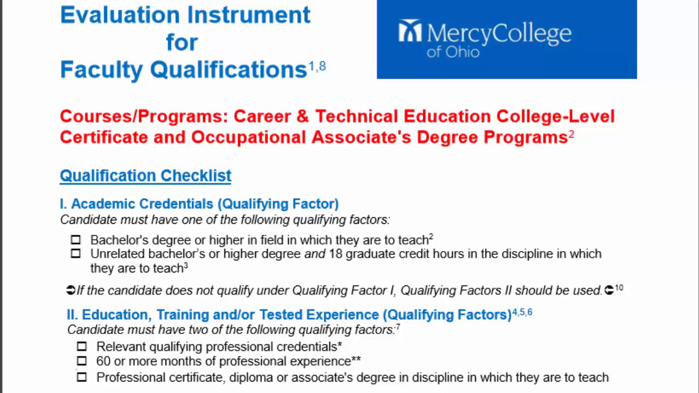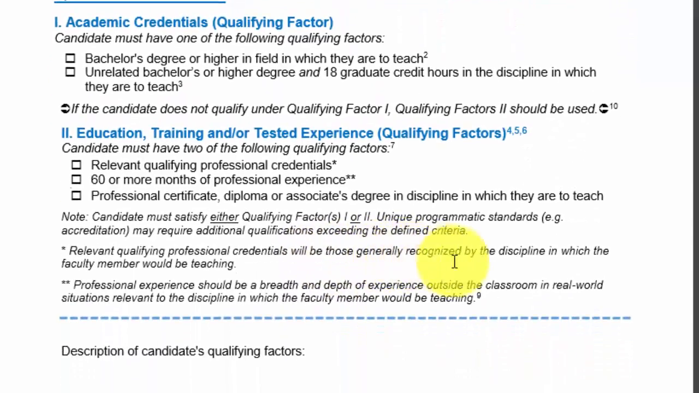We do give some further definitions here, like the relevant qualifying credentials will be those generally recognized by the discipline in which a faculty member would be teaching. And then what is professional experience? Professional experience should be the breadth and depth of experience outside of the classroom in real-world situations relevant to the discipline in which the faculty member would teach. We lifted that directly from the Higher Learning Commission, so we didn't come up with that one. They gave it to us.